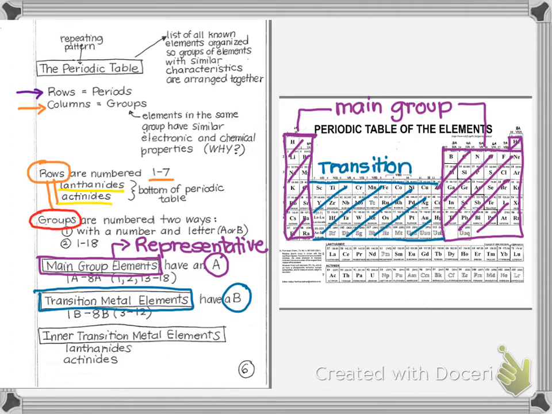And then the last big category, and maybe you can see looking at this picture, there's only one little section left. These are called inner transition metal elements, or sometimes they just call them inner transition metals. You can drop off the word metal, that's okay, but they're always called inner transition. And these right here are the inner transition.